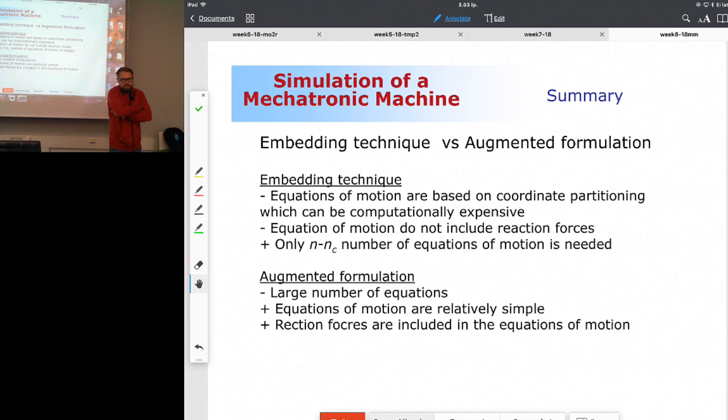Okay, embedded technique versus augmented formulation. Embedded technique: the equations are based on coordinate partitioning. That's the key component here. And the equations do not include the reaction forces. Only a very small number of differential equations are needed. Augmented formulation: a large number of equations and unknowns. Equations of motion are relatively simple. That's a vague statement, so it's hard to say anything about that. Reaction forces are included in the equations of motion. That's clearly a positive thing.